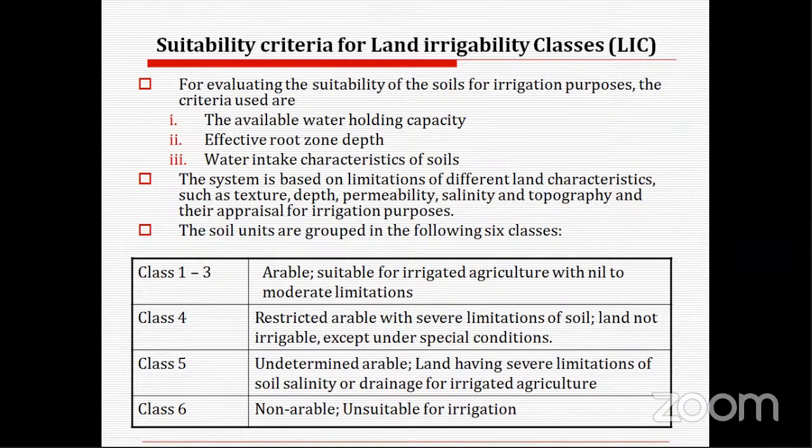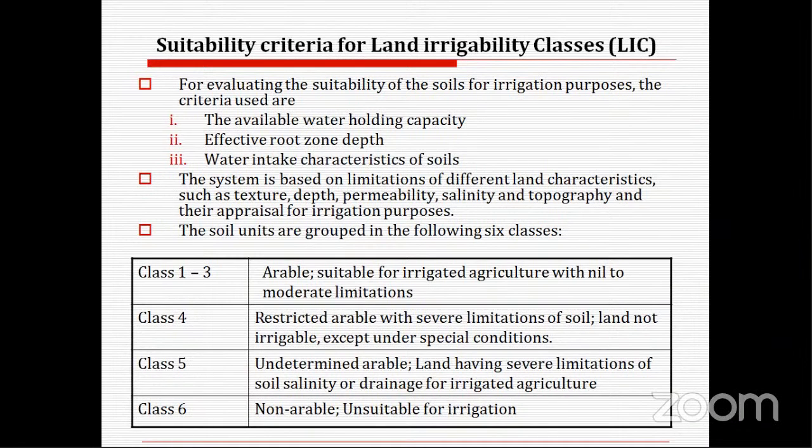Overall, students, land irrigability classification units are grouped under these 6 classes. What are those 6 classes? Very, very important, students. Please remember these lines, and these 3 points also. Based on these criteria, availability of water holding capacity, effective root zone depth, and water intake characteristics, there are 6 classes in land or soil irrigability classification. Classes 1 to 3: just see the description. Arable, suitable for irrigated agriculture with nil to moderate limitations. There are almost no limitations.